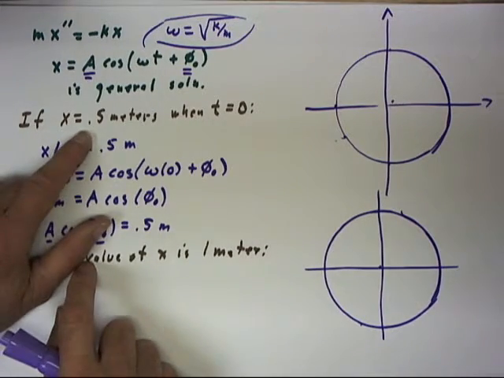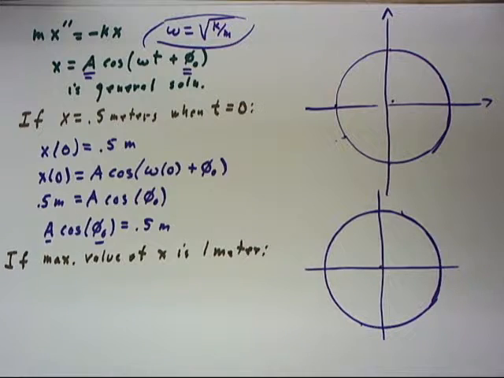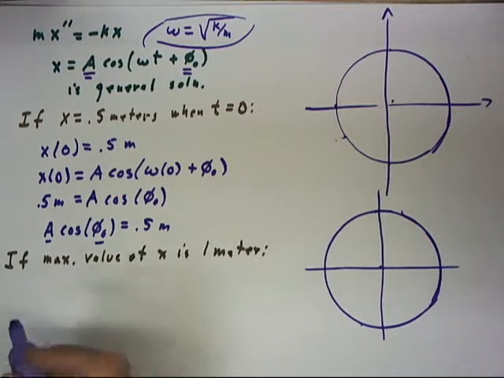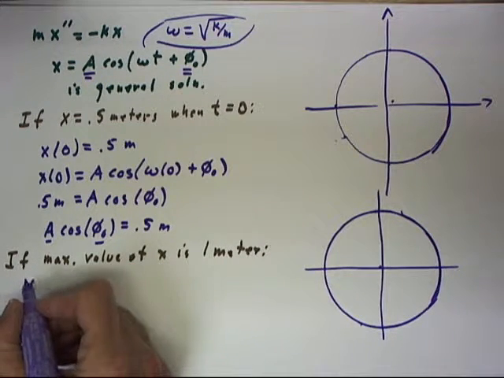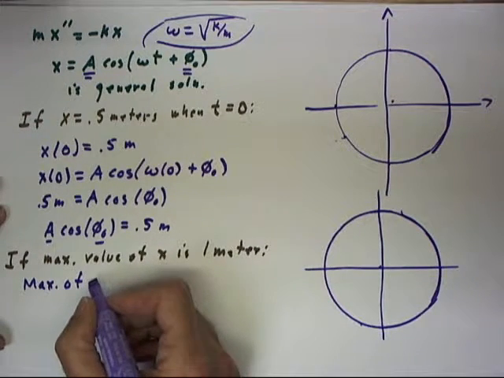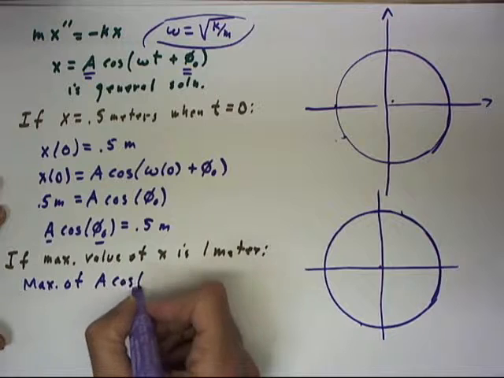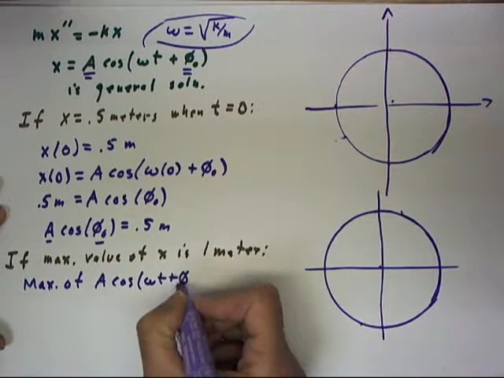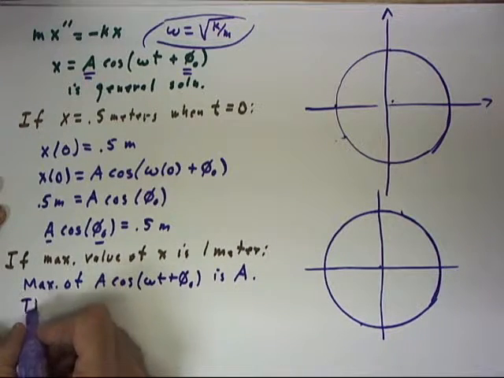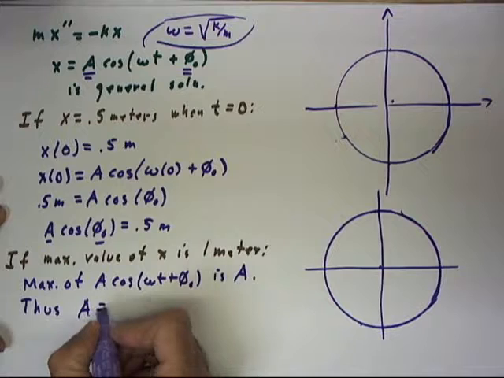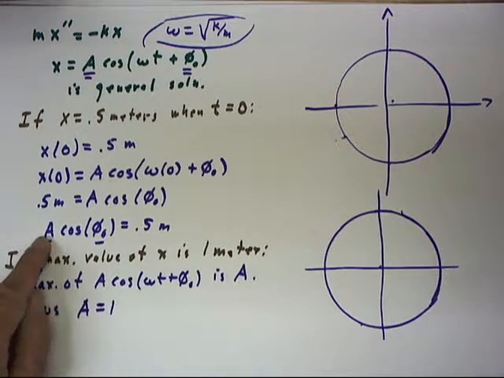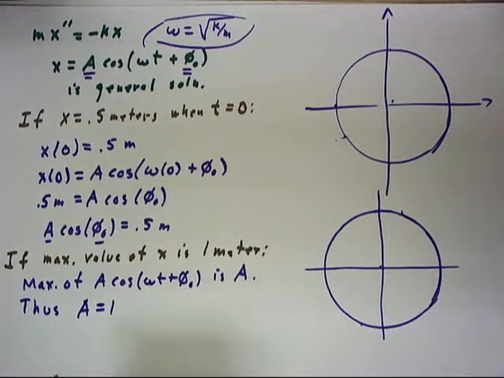If in addition to x equal 0.5 meters when t equals 0, we say that the maximum value of x is 1 meter, then we can observe that the max value of the cosine is 1, so the max value of a times the cosine of omega t plus phi naught is a. Thus, a equals 1. And now we know a, we can find phi naught.